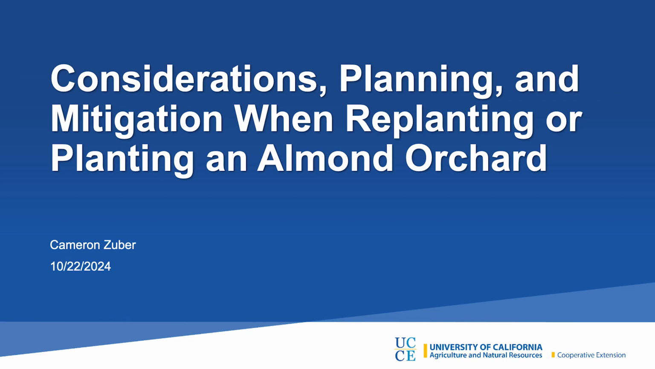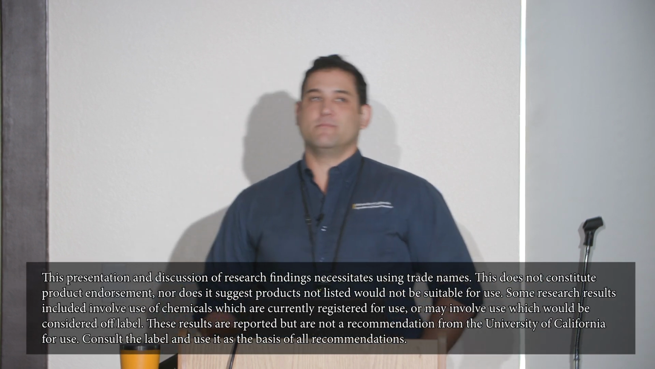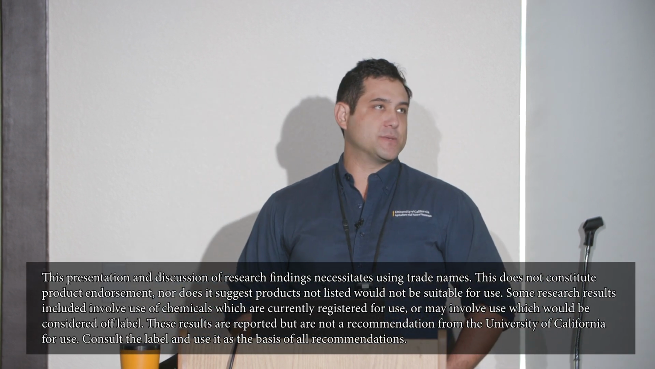So a lot of it is a little bit more tailored towards nematodes, but I tried to throw in a few other topics that might be of interest if you're planting more of an almond orchard. The first thing I'm going to go over is a generalized idea of what actually can cause problems when you're planting an orchard, and potentially some things you can consider based on what it is.